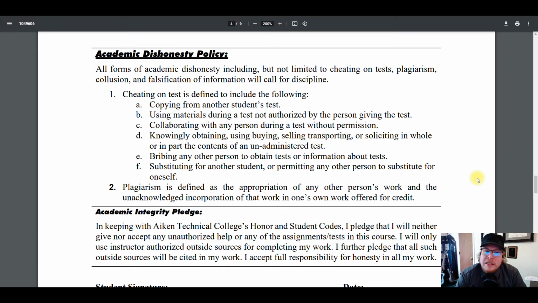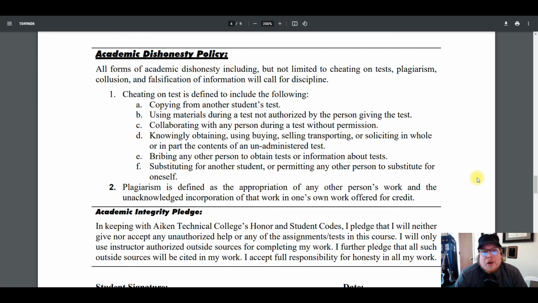Academic dishonesty. So here's what it means. All forms of academic dishonesty, including but not limited to cheating on tests, plagiarism, collusion, and falsification of information will call for discipline. So what does that mean? So here's how Aiken Tech defines cheating. Okay, copying from another student's test. Again, it's online. Probably not going to happen, but don't do it. Don't copy from someone else's test. Using materials during a test not authorized by the person giving the test. I'll go ahead and say this now.